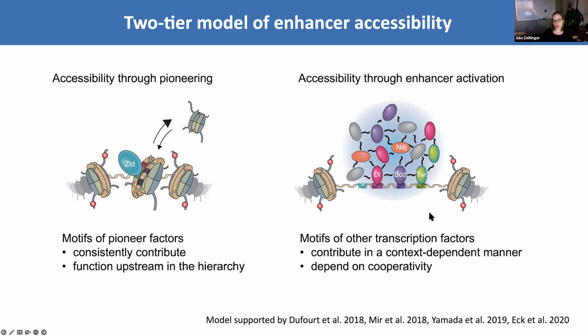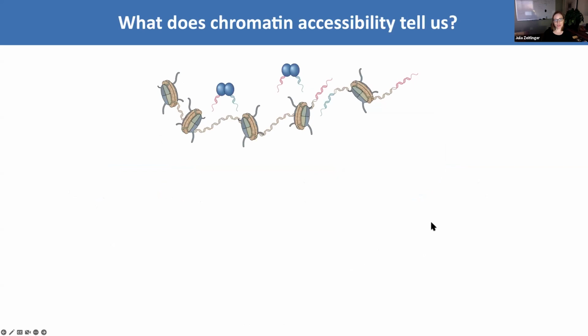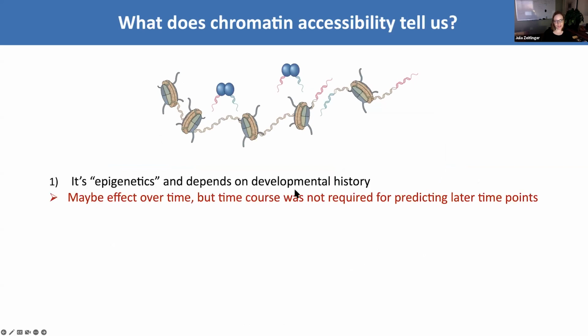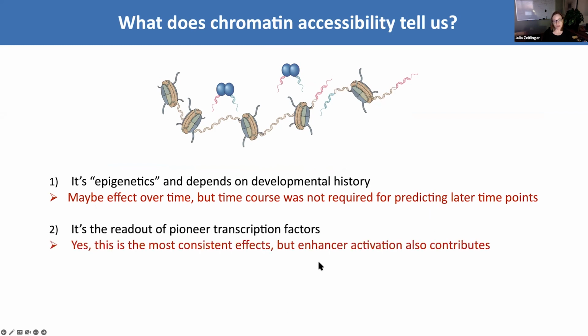Okay, so this is what we learned from that. If we go back to our original question, was it just developmental history that we're looking at? Well, yes, we actually did see an effect over time, and we don't know exactly why that is, but we know that it was not required. We didn't need previous time points to learn this information. We could predict accessibility from sequence alone for each time point, which is nice. And so the idea is that accessibility is indeed sequence encoded.